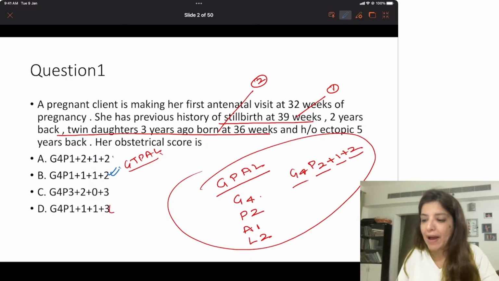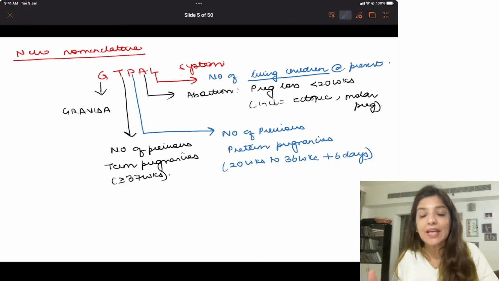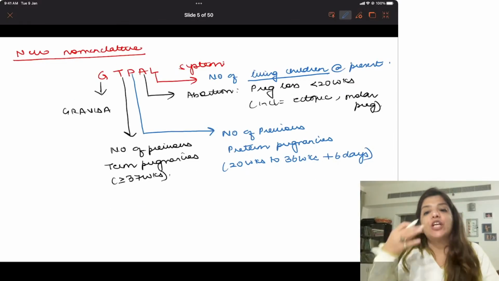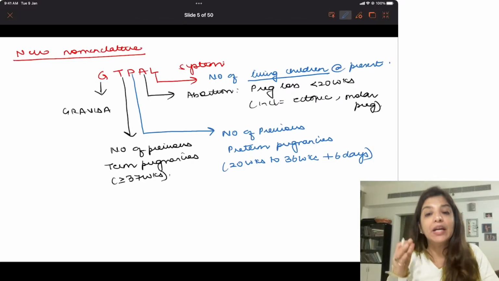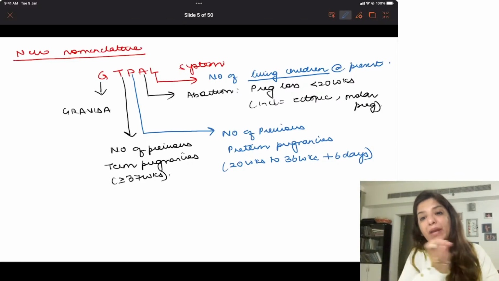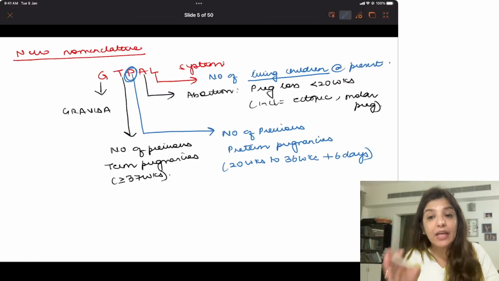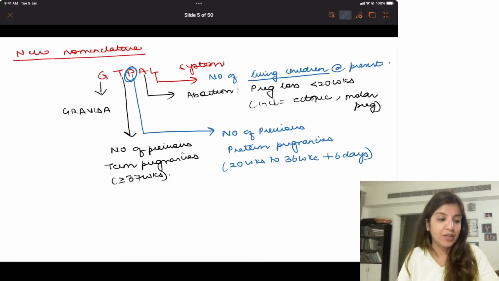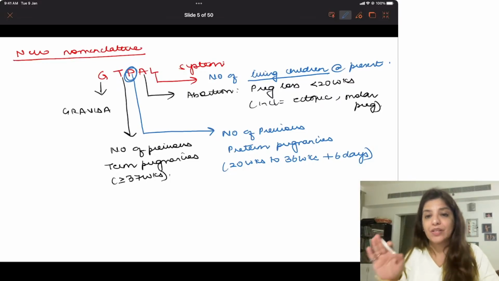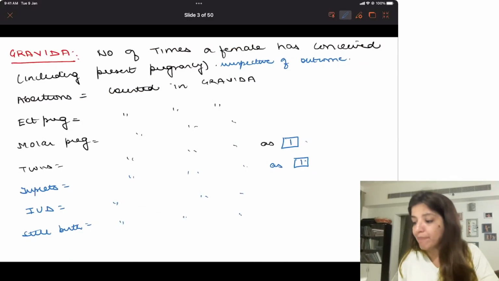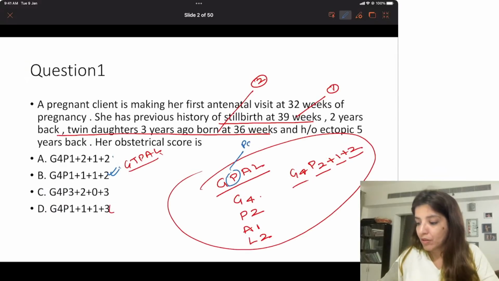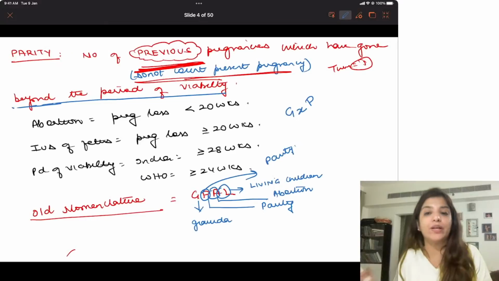In GTPAL, G is the number of times she has conceived including this pregnancy, that is gravida. T stands for number of previous term pregnancies. P stands for number of previous preterm deliveries. There, P is not parity. In GTPAL, P is not parity. P is number of preterm. A is abortion and L is living children. Abhijit Kanojia, have you understood this? Yes, this is GTPAL. In GPAL, P is parity. And what is parity? I have just now told you. Clear to all of you? Yes? Okay.